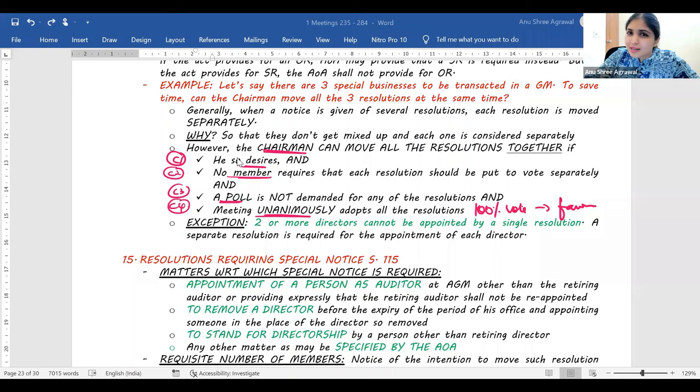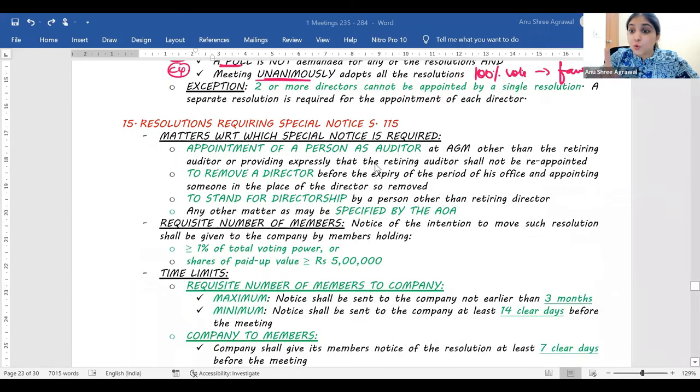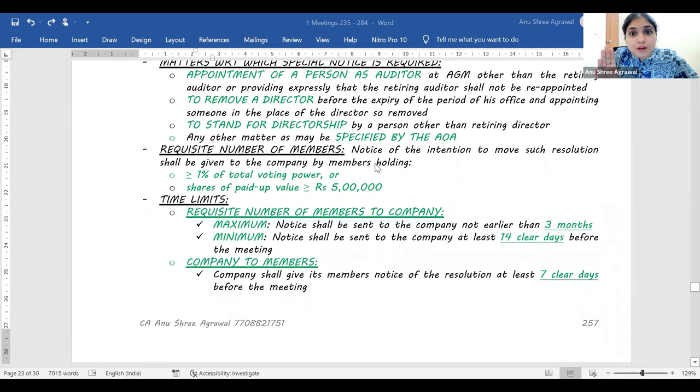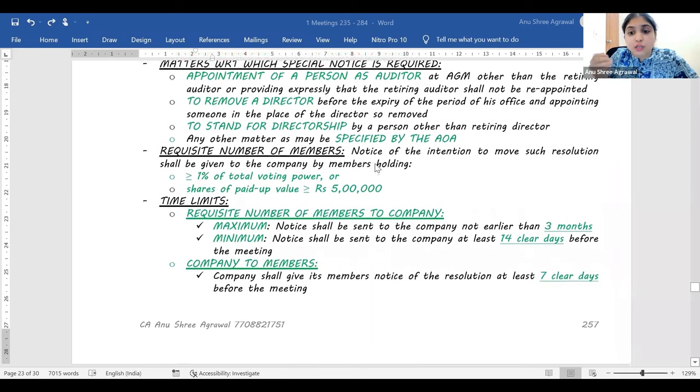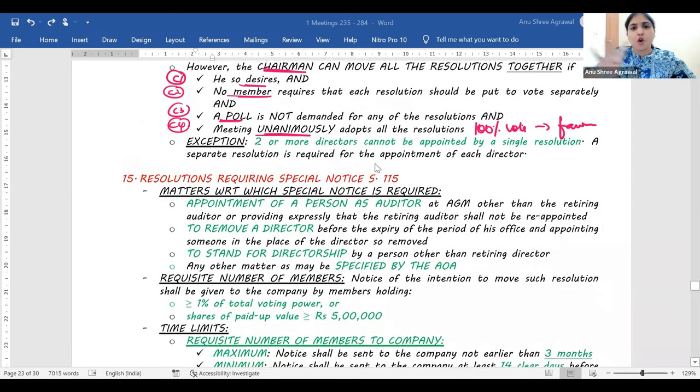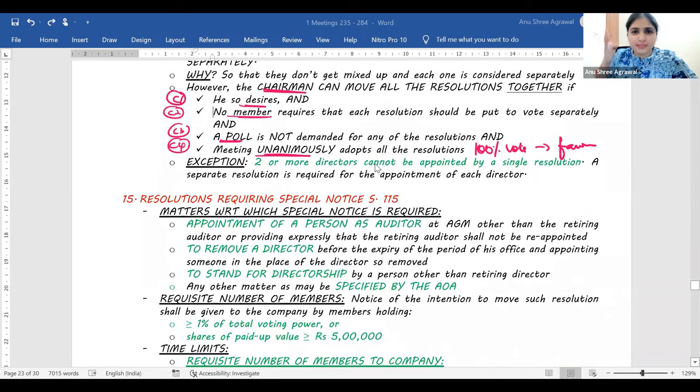Four conditions. One last time, please. What is the first condition? Chairman is okay with it. Number two, not even one member is objecting to it. Number three, not even one member is demanding a poll. And number four, unanimous. Unanimous means what? Every shareholder is voting in favor. 100% resolution. All the four conditions fulfilled, then multiple matters, single resolution allowed.